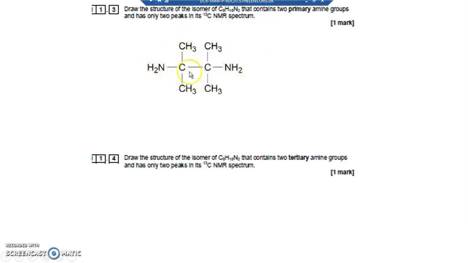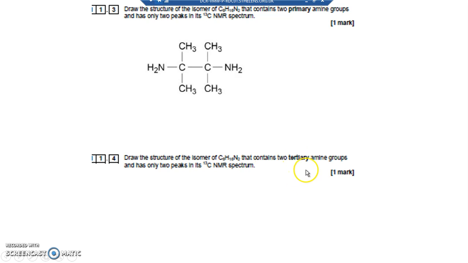If it was a very long chain, then the ones in the middle would have different carbon environments. Every time you moved along a carbon, it would have a different environment to the ones towards the end. So it's got to be quite a short chain, and those 4 methyl groups then have 1 peak, and then the 2 carbons in the middle are in the same environment, have a second peak, with 2 primary amine groups.